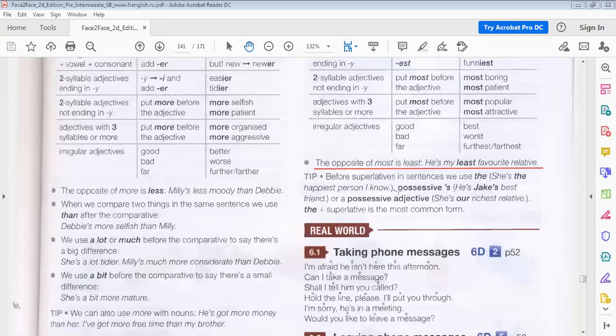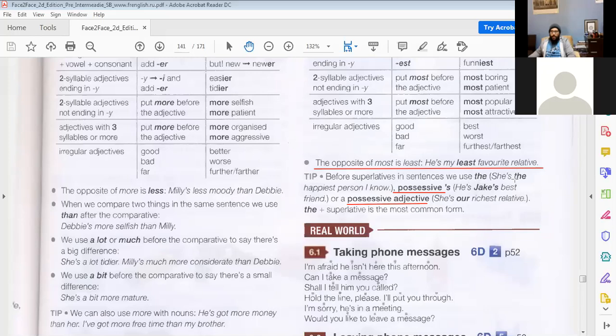Okay, so now it gave us the reason. So this means if you have possessive S, say "he's Jake's best friend", or a possessive adjective like "our", then we don't use "the". Do you get the idea? There's no "the" before superlatives with these. Normally with superlatives we use "the", but if you have possessive S or possessive adjectives, we don't use "the". So this means you cannot say "she's the our richest relative". You can't do that. You get the idea? So you can only use "the" if you don't have possessive S or possessive adjective. If you don't, then you can use "the". You can say "she's the happiest person I know" without any problem.